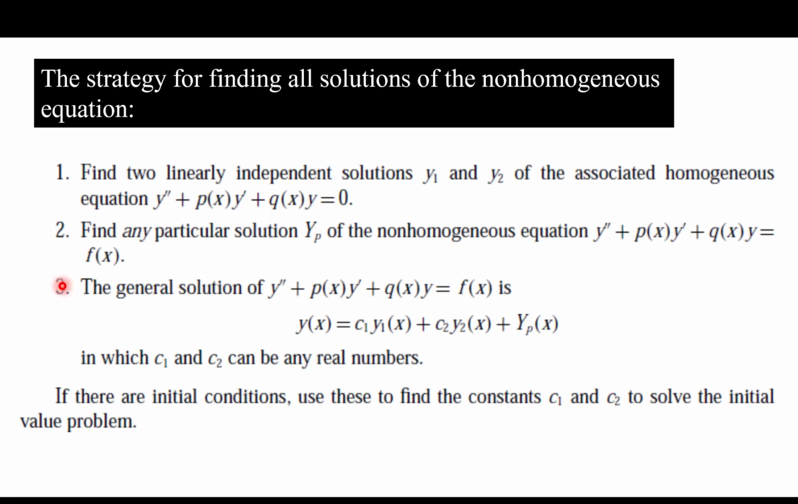Then, number 3, the general solution of the non-homogeneous equation is c1 y1 of x plus c2 y2 of x plus y particular, in which c1 and c2 can be any real numbers. They are constants. And if we want to know c1 and c2, we need to have at least 2 initial conditions.